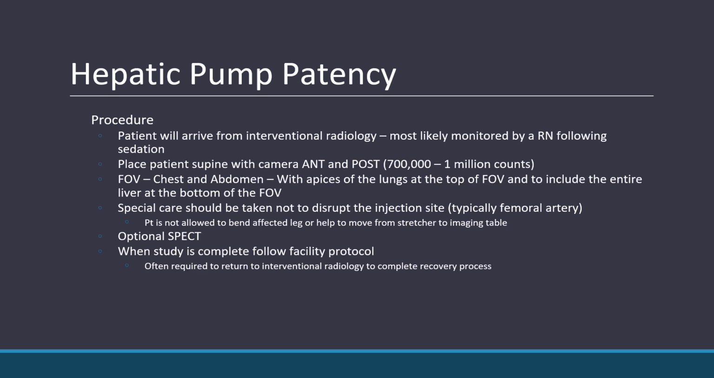And then you bring the patient back for images. So the patient will arrive from interventional radiology. Most likely they're being monitored by a nurse because they are under sedation. Place the patient supine with the camera anterior and posteriorly, and then you'll acquire images for about 700,000 to 1 million counts. The field of view will be over the chest and the abdomen.